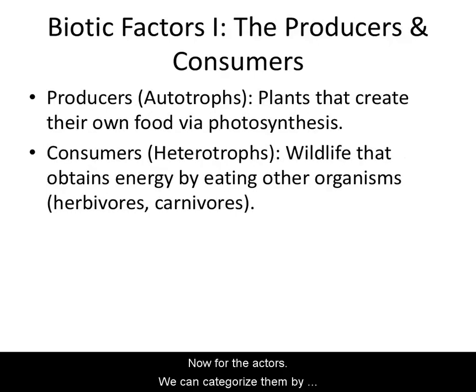Now for the actors. We can categorize them by their job in the ecosystem. At the bottom, we have the producers, the plants. They are autotrophs, meaning self-feeders, creating their own food from sunlight. They form the base of the entire food web. Next are the consumers, or heterotrophs, meaning other feeders. This includes all the wildlife that gets its energy by eating other organisms, from the deer eating plants to the wolf eating the deer.